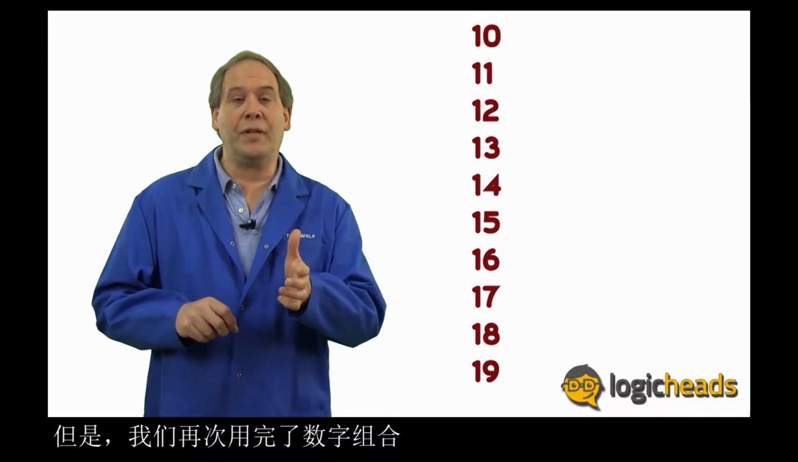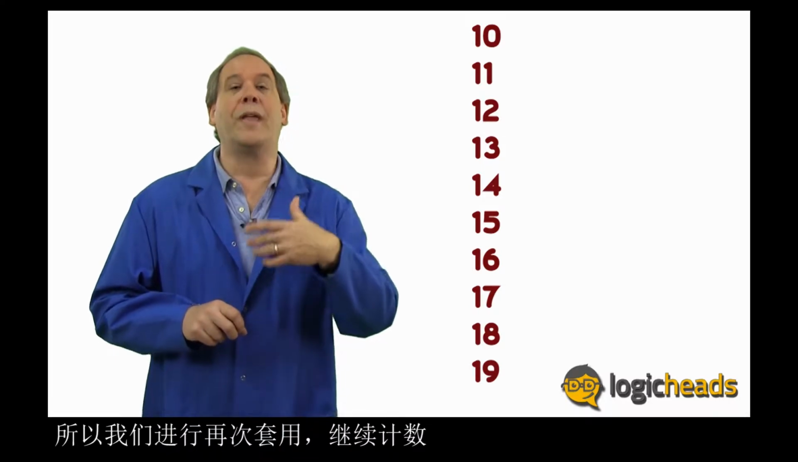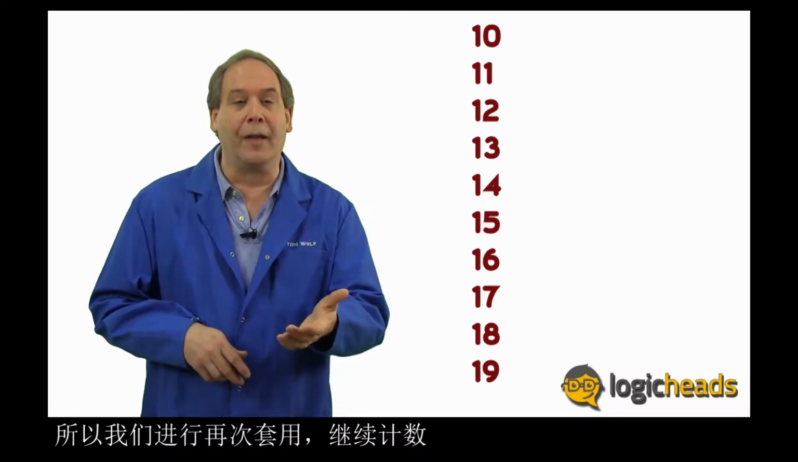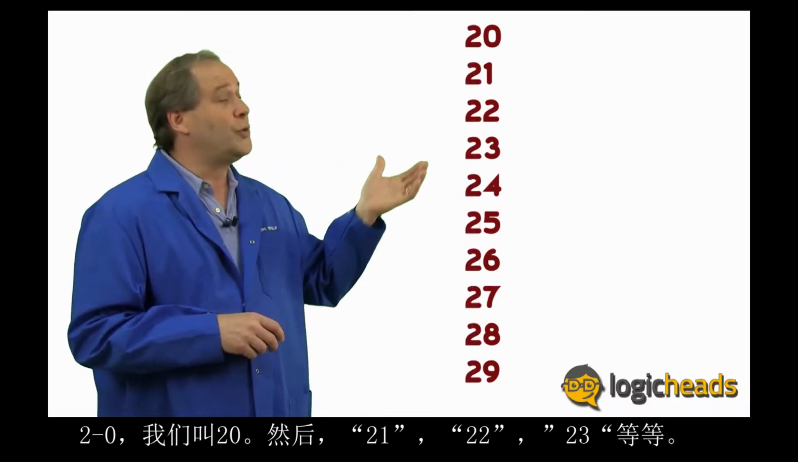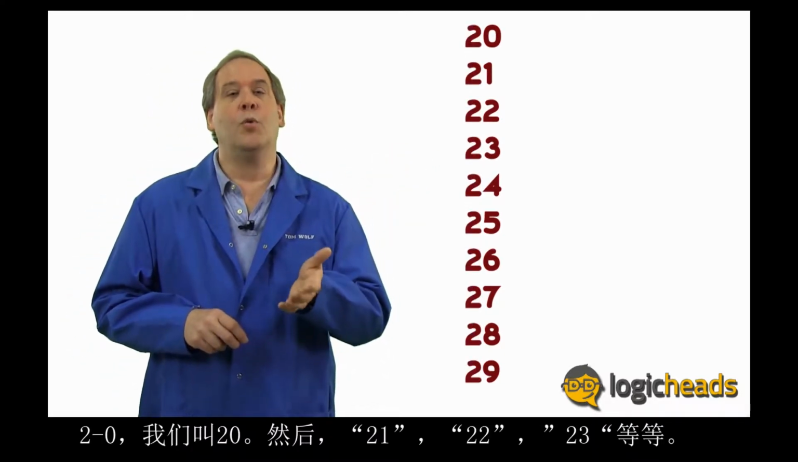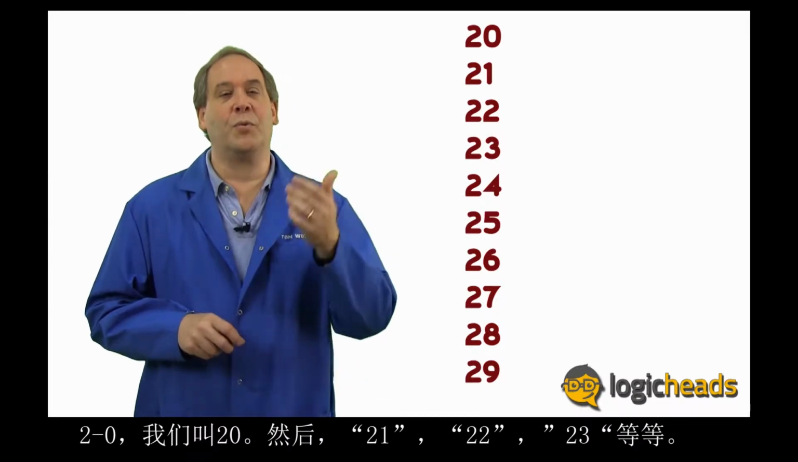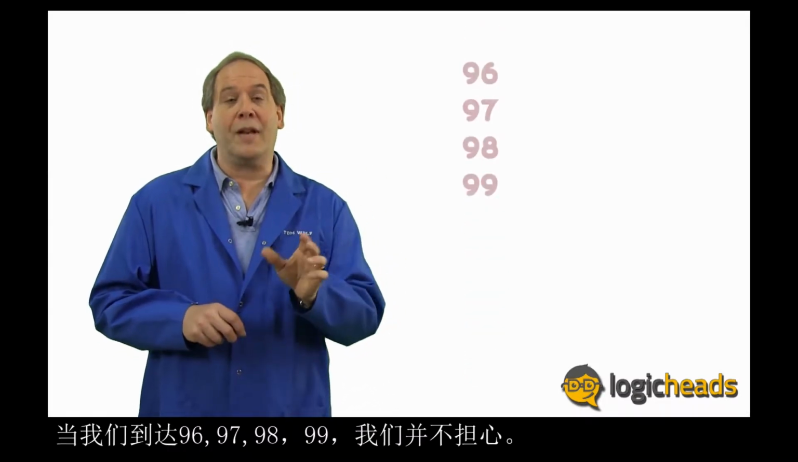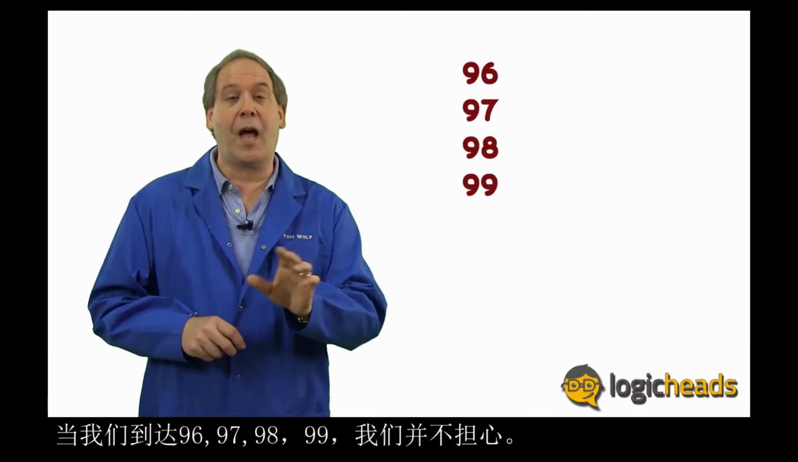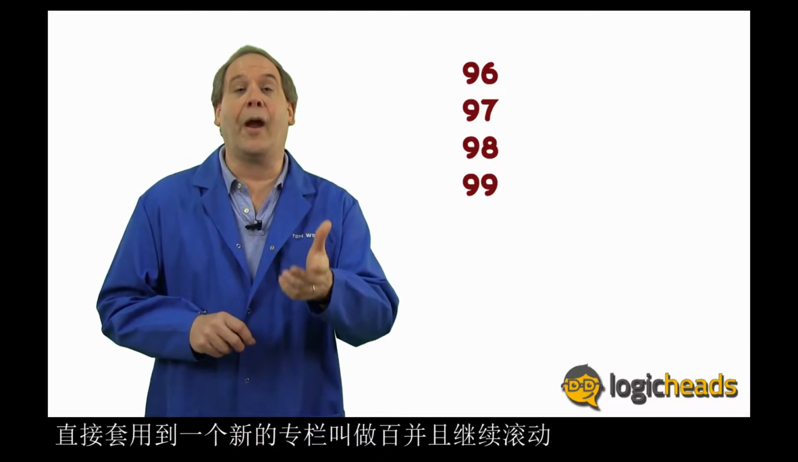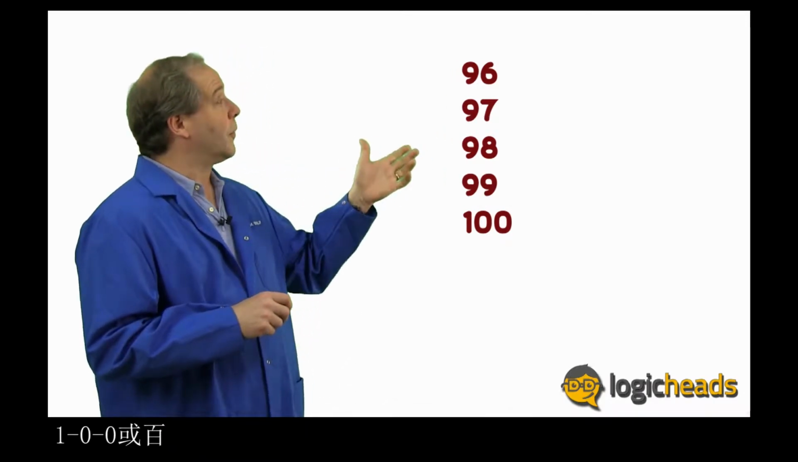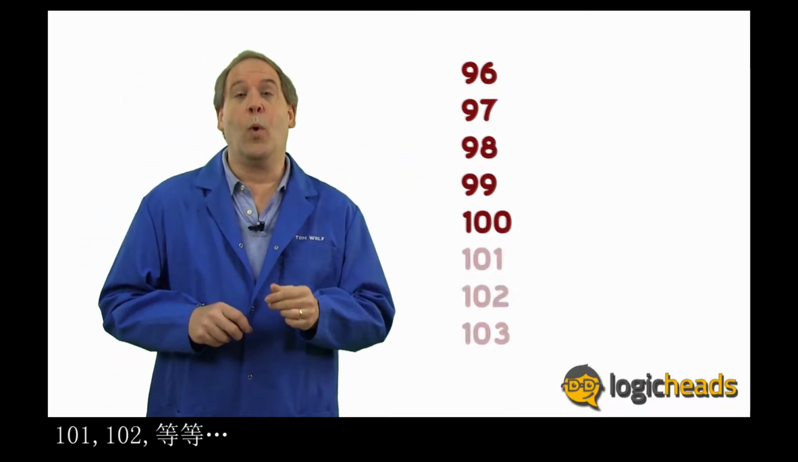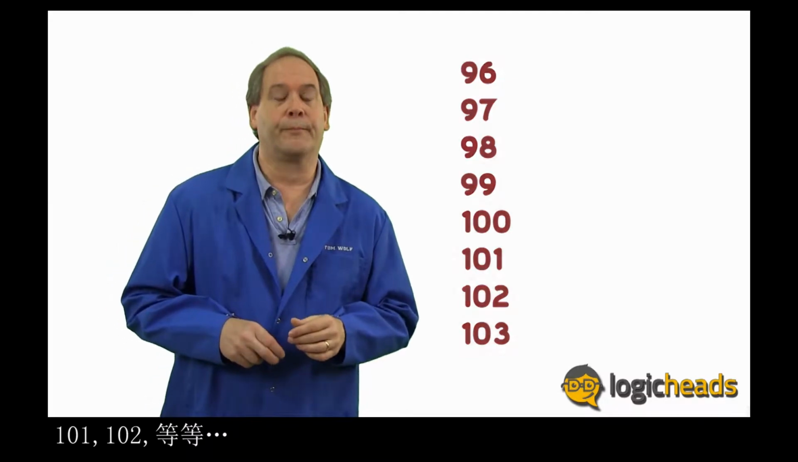But we've run out of unique digit combinations again. So we carry again and we keep on counting. And now the numbers are kind of starting to make more sense. We have 2, 0, which we call 20, 2, 1, 21, 22, 23, and so on. When we get to 96, 97, 98, 99, we don't worry at all. We just carry to a new column that we call the hundreds, and we keep on counting. 1, 0, 0, or 100. 101, 102, 103. But what does this have to do with logic?